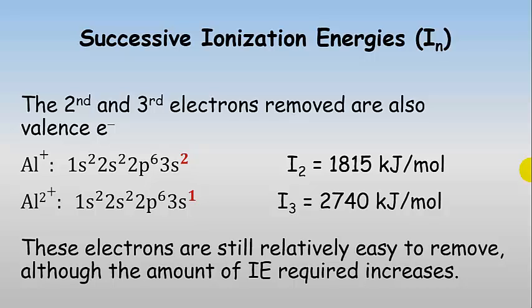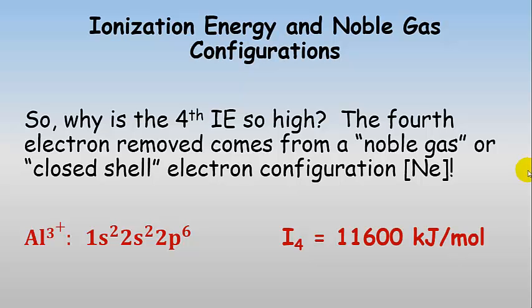Now, what happens when we remove the fourth, and where is it coming from? Look at this electron configuration for aluminum 3+. That looks an awful lot like the electron configuration for neon, and it is. That's 10 electrons; 3 have been removed, aluminum started with 13, now it only has 10. If we want to remove that fourth electron, not only do we have to deal with the increased effective nuclear charge, but we also are going to have to take away an electron from a noble gas configuration.